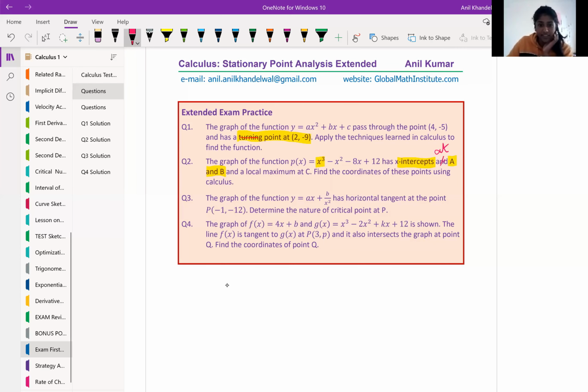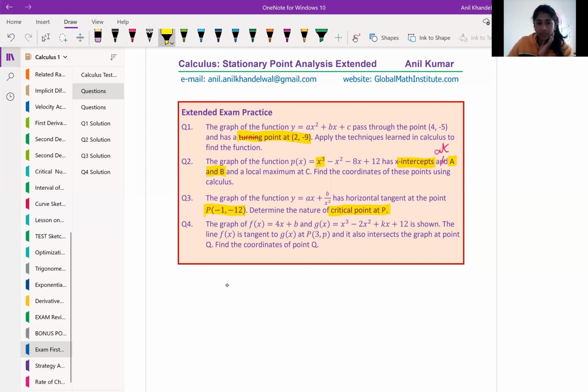Would you find the derivative? Yes, first derivative. Perfect. So you have to find the first derivative, and critical point means what for you? Like critical number. So x, where the derivative equals 0 or is not defined.